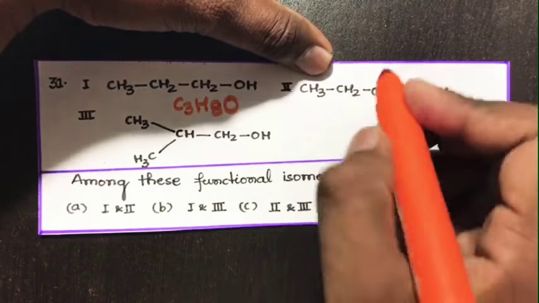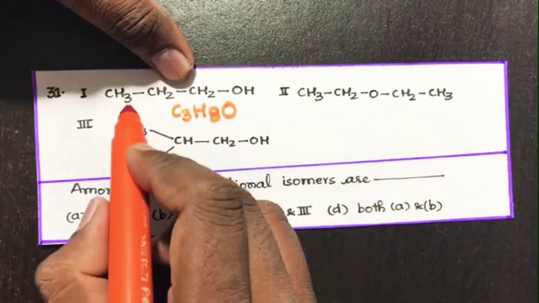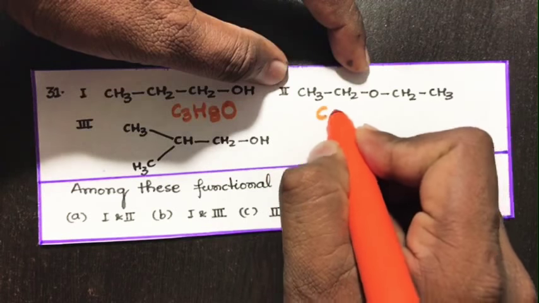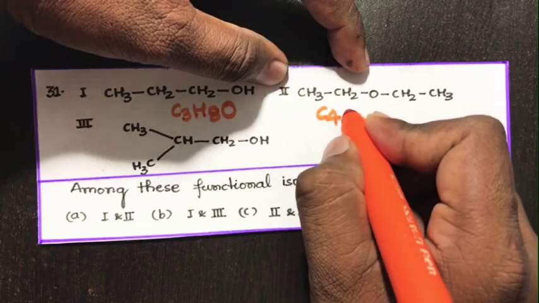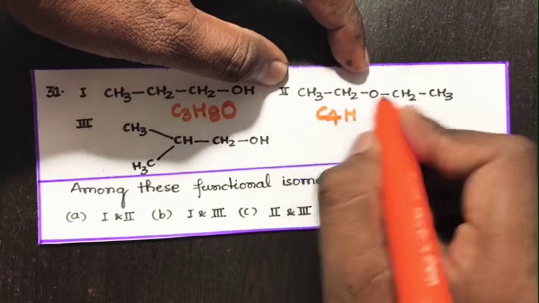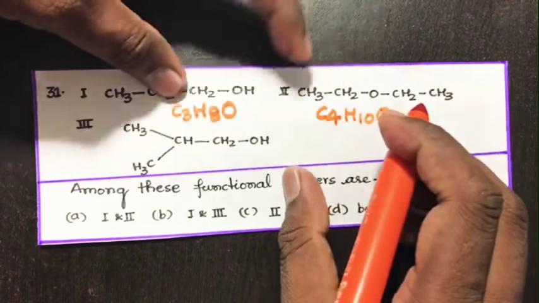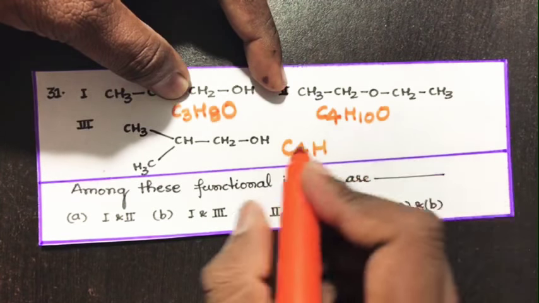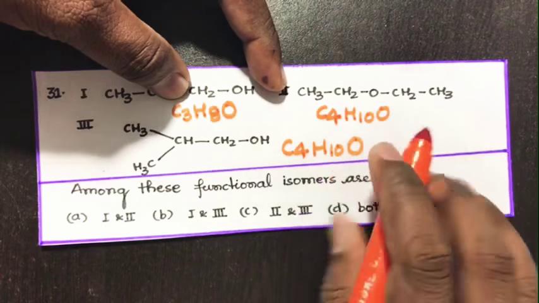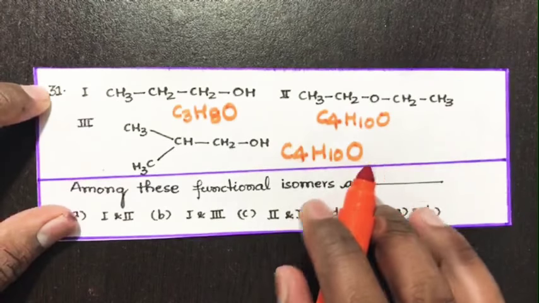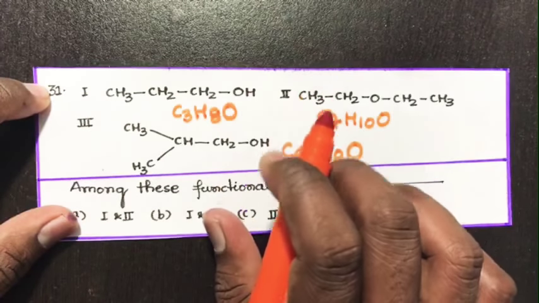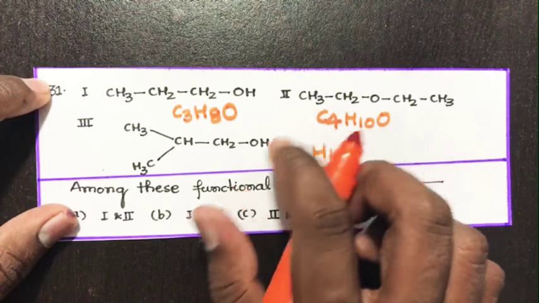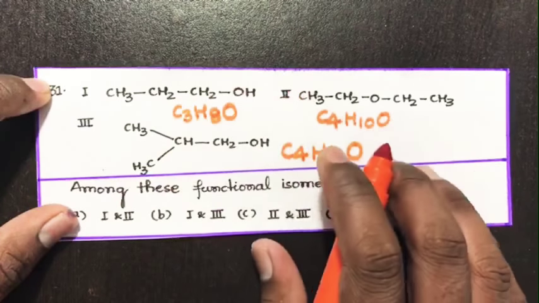And again here this is C4H10O. Now coming to this one, this is C4H10O. So now if we see carefully, then 1 and 2 have different molecular formulas and 2 and 3 have the same molecular formula. So 2 and 3 will be the isomers and 1 is not the isomer.